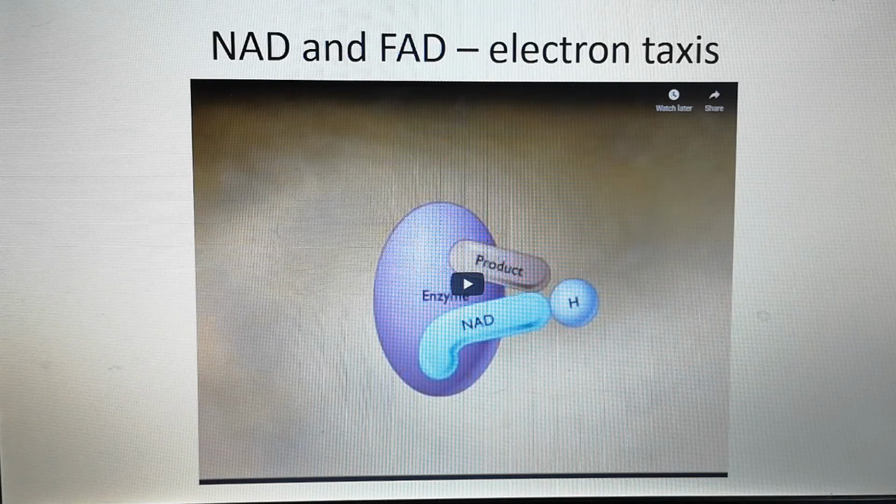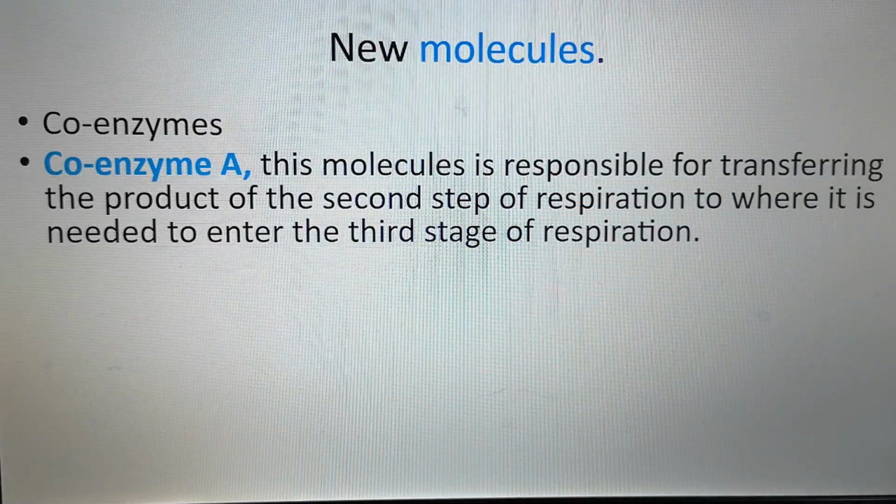Okay, moving on. Another new molecule, the coenzymes. Like I said, coenzymes are things that enzymes need to work. In respiration, they also work as carriers, so they carry molecules from one place to another. Coenzyme A is the main one that you need to know about, and it basically transfers the product of the second stage of respiration to the third stage of respiration. I'm not going to go into any more detail on that at the moment. Just be aware that coenzyme A is something that you're going to have to learn about.